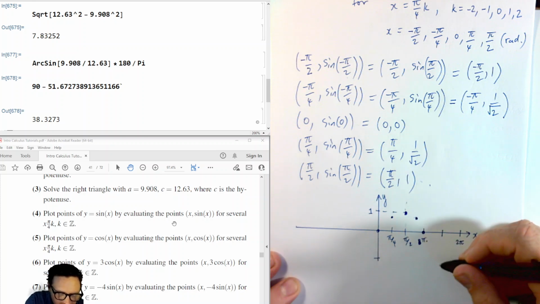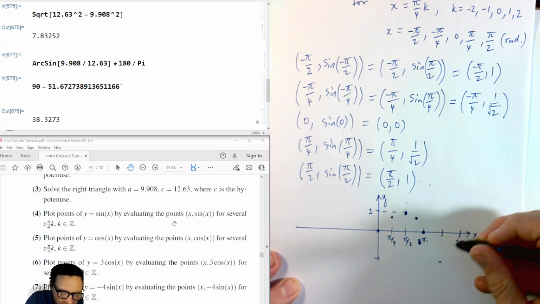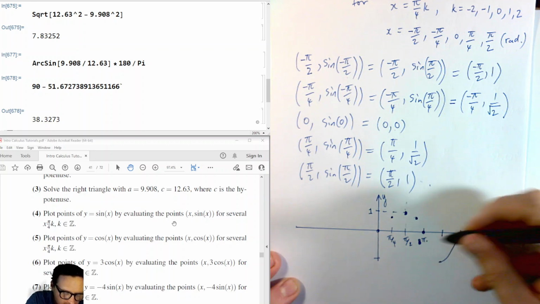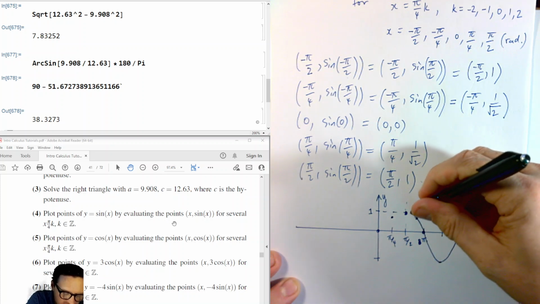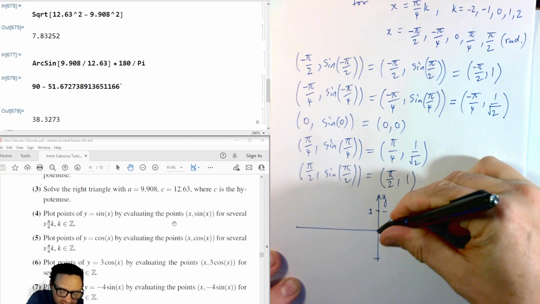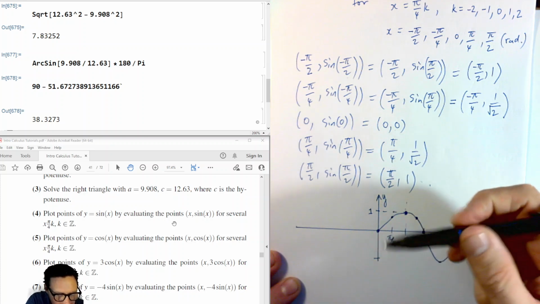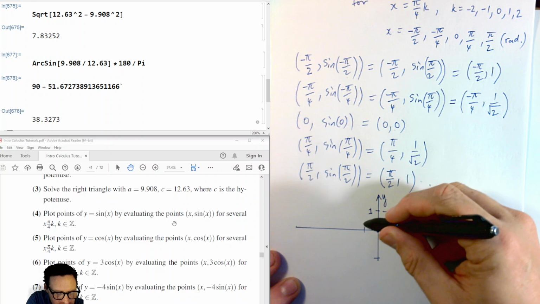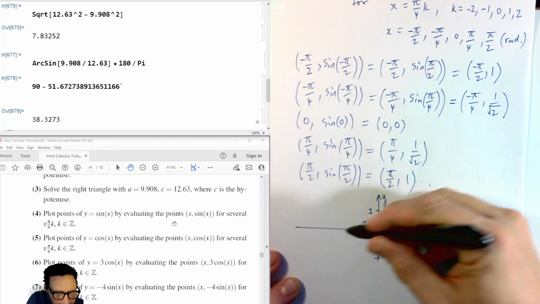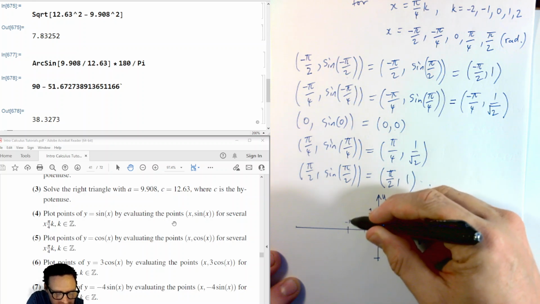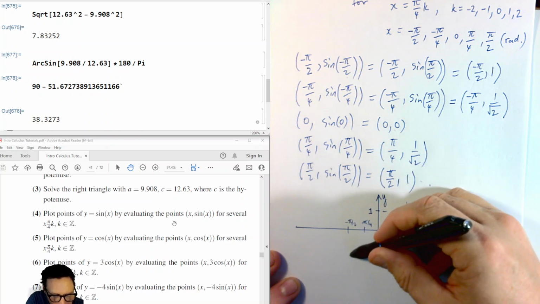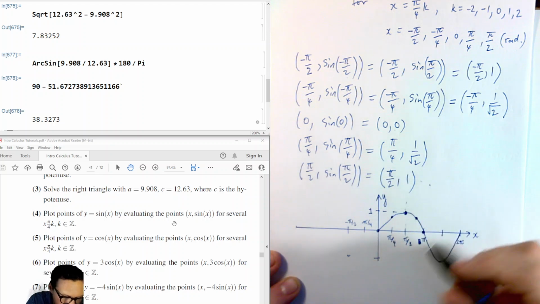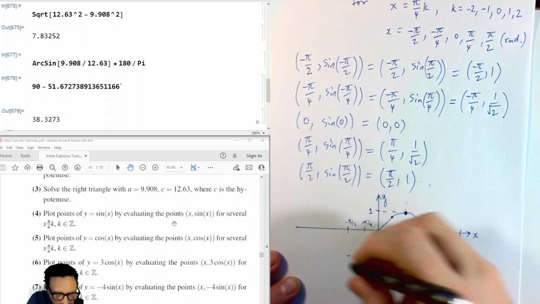Okay, then it eventually goes down to -1 and then back up. And so I'll connect the dots at this point. So sine looks something like this. Now let's do the other side. So minus pi on 4, minus pi on 2. So it meets -1 at minus pi on 2.